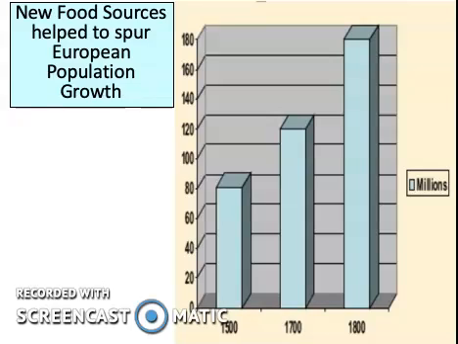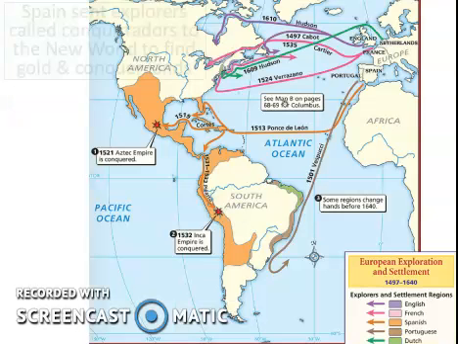And a lot of this is because they were eating better. They had more food. They had more calories. They were healthier. And because they were healthier and they had better diets, they were able to stave off diseases. Kids lived through infancy more often than they had before. And all of these things had some pretty significant impacts on European population growth.